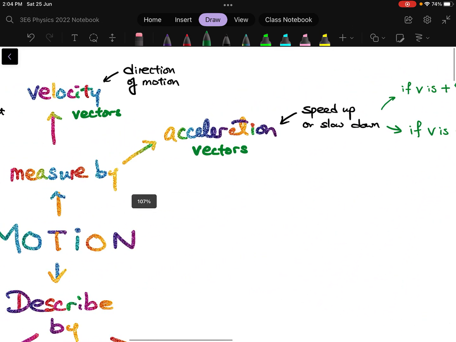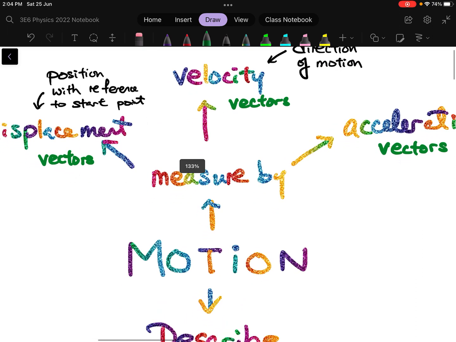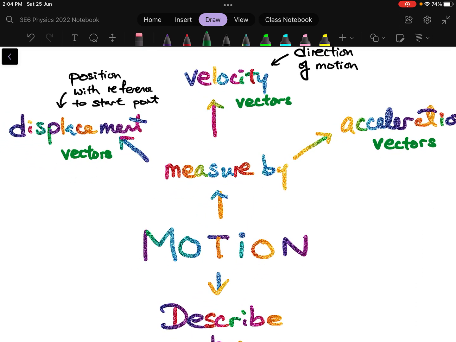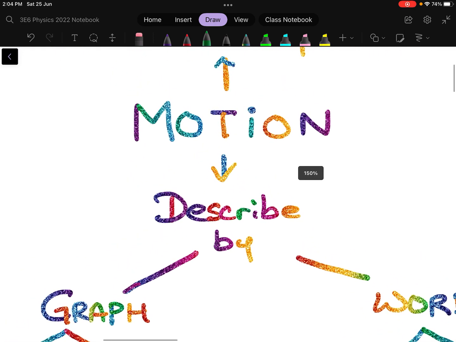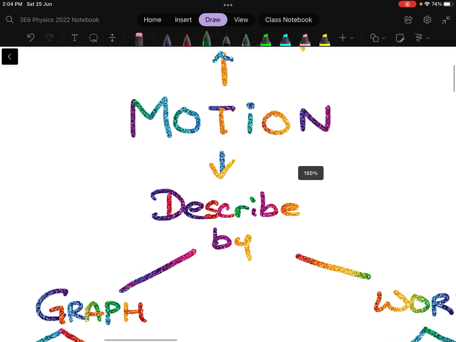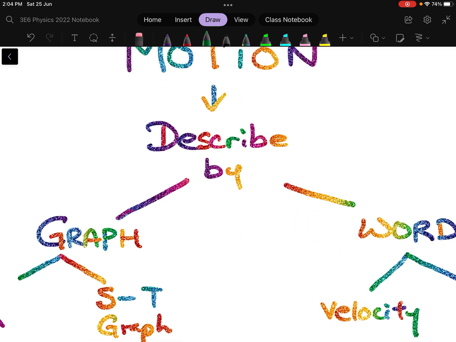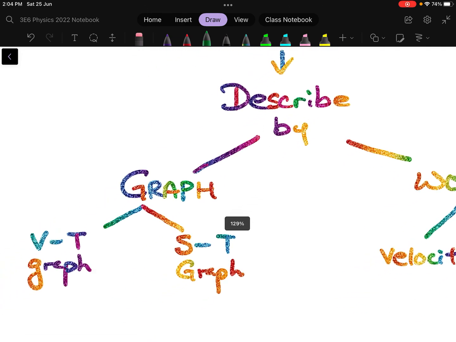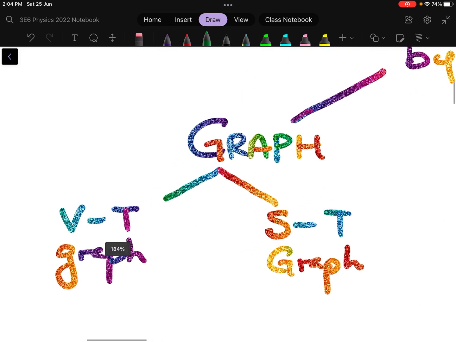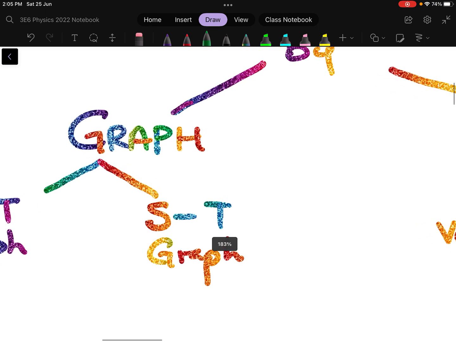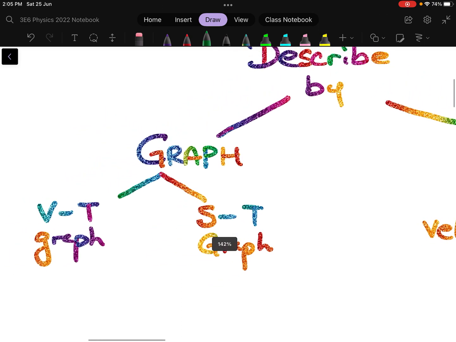So that is what we have covered in the previous lesson. Today, what we are going to do is that we are going to learn how to describe a situation, meaning that we are going to learn how to describe motion and represent it by two different formats. The first format is that we describe and represent it in terms of a graph. There are two graphs that you need to learn. One is called velocity time graph. The other one is displacement time graph. So displacement, the algebra that we use to denote displacement is actually S.